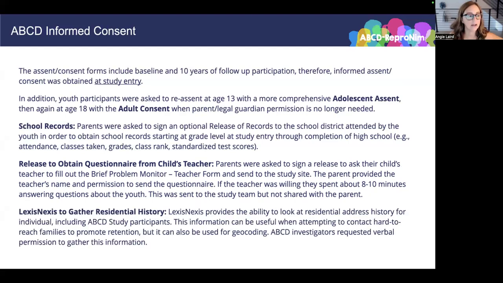And then finally, we use LexisNexis to gather residential history. This is a publicly available search tool that provides the ability to look at residential address history for an individual. This can be useful when attempting to contact hard-to-reach families, helps promote retention and prevent attrition. It can also be useful for geocoding to allow research questions that focus on issues related to neighborhoods. And so we got verbal permission to gather this information from participating youth and their families.